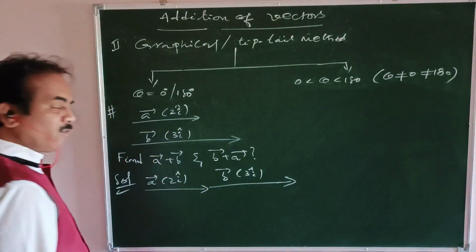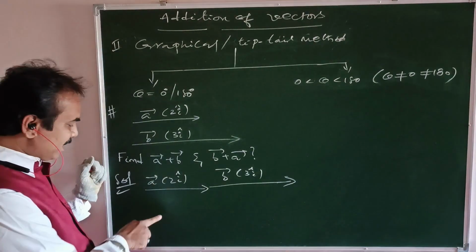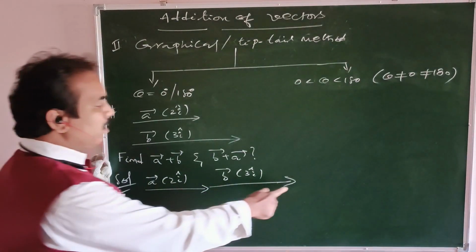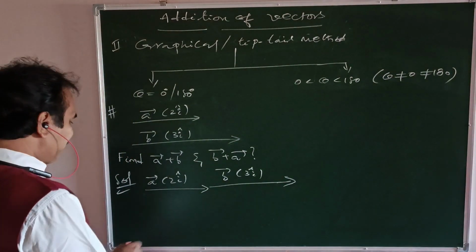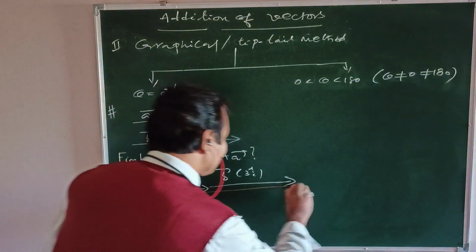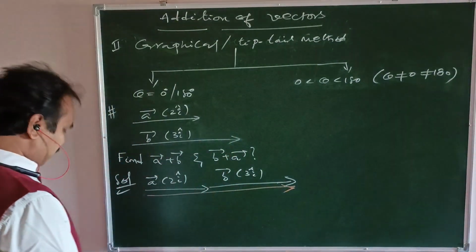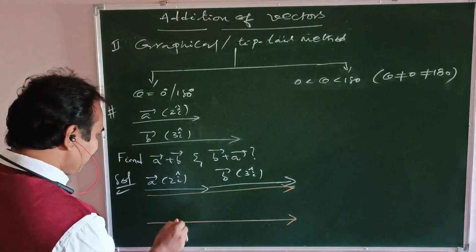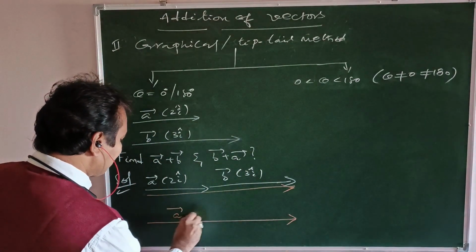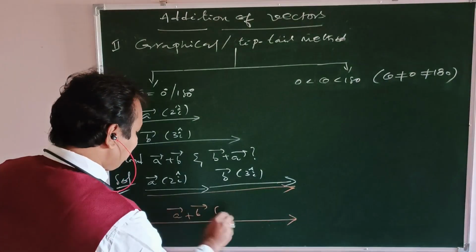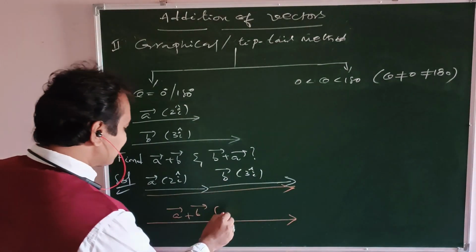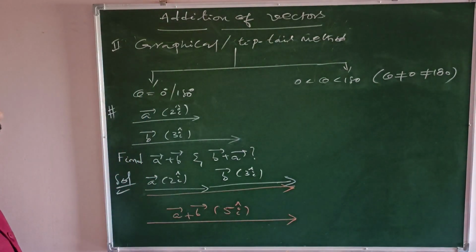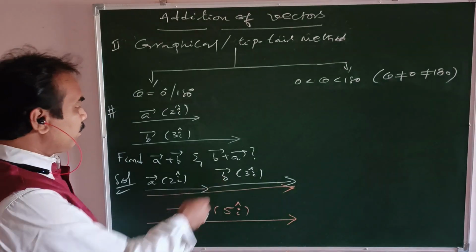Okay. Now how to find the resultant vector? By taking one vector from the tail of the first vector to the head of the second vector, means from here to there. This is the resultant vector. Means this is the resultant. Resultant vector means A bar plus B bar of magnitude 2i plus 3i, that is 5i cap. Okay. Now coming to B bar plus A bar.